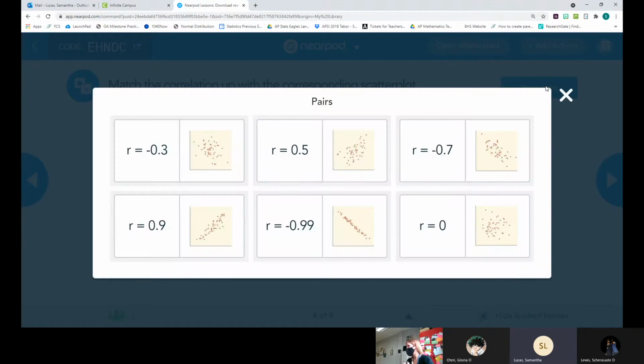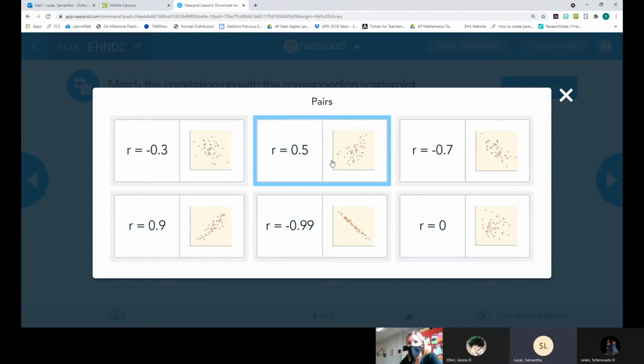So I'll just do a quick review for the people who are watching the recording. You should have been able to sort out the positive versus the negative. You've got three positive and three negative, and the negative you can see is going down from left to right. And from there, you can just look based on the strength. Negative 0.99 is very strong because it's close to negative one. Negative 0.3 is closer to zero, so you can see it's more of a weaker correlation. And then negative 0.7 is in between the two.